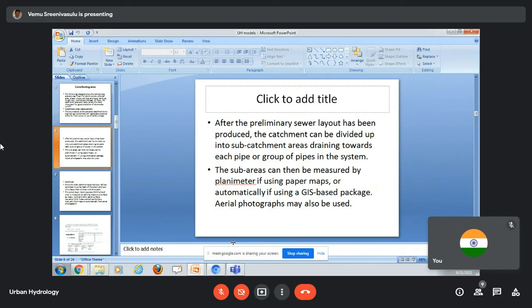After the preliminary sewer layout has been defined, the catchment can be divided up. Once the catchment is identified, the entire catchment can be divided into sub areas, right?